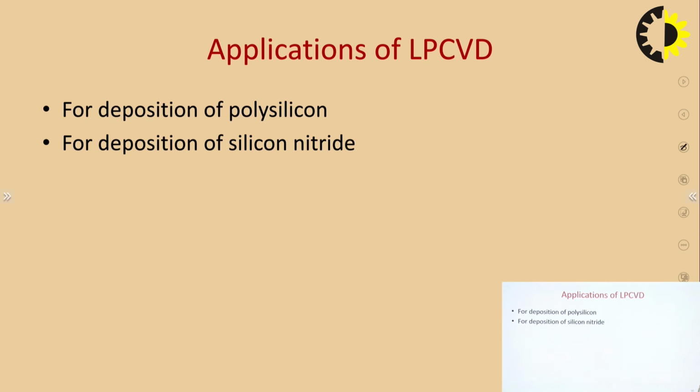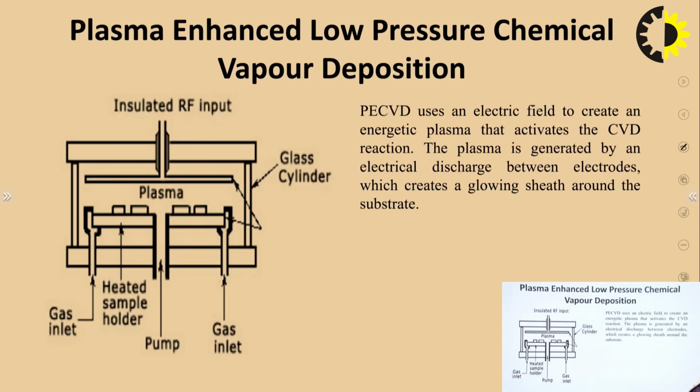Now, applications of LPCVD: it is used for the deposition of polysilicon and silicon nitride. Earlier APCVD was used for deposition of silicon dioxide, but this is used for the deposition of polysilicon and silicon nitride. So these are the three topics: deposition of silicon dioxide, deposition of polysilicon, and deposition of silicon nitride. We can write on these topics by giving these diagrams and explaining these methods. The third method of chemical vapor deposition is plasma enhanced CVD.